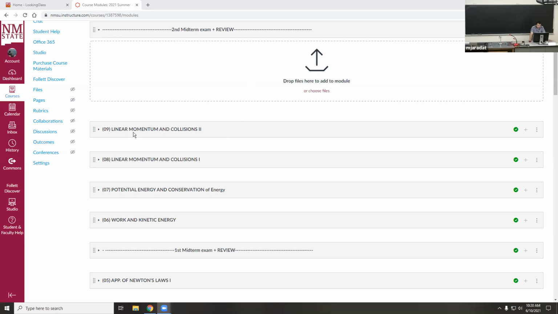Now we are here. This is the last lecture this week, which is the linear momentum and collisions and the rocket example. We discussed this week the work and energy, the potential energy, and the momentum. And we have the second midterm and the review. The review will be ready today, and the exam will be open for tomorrow. Any question about this?